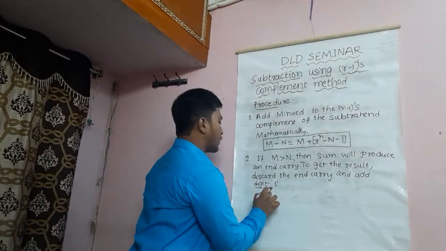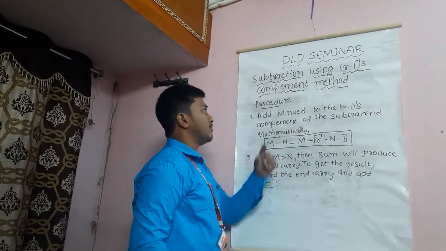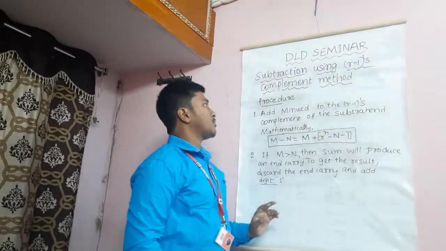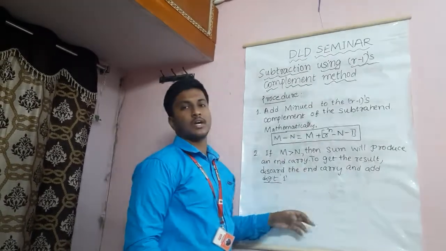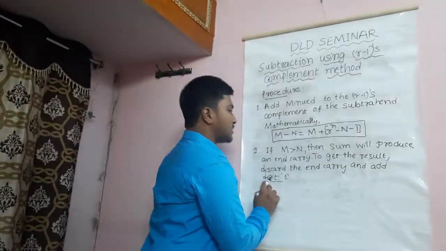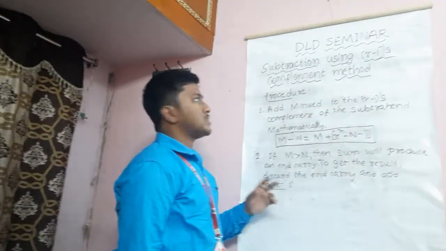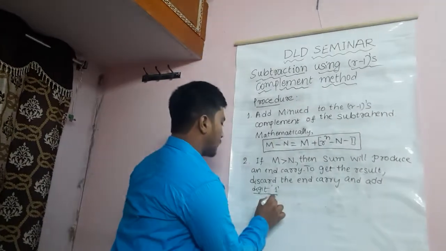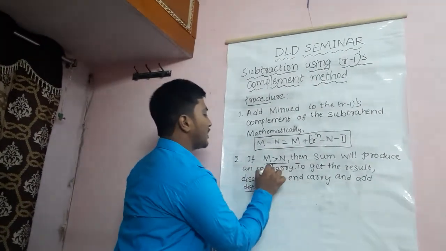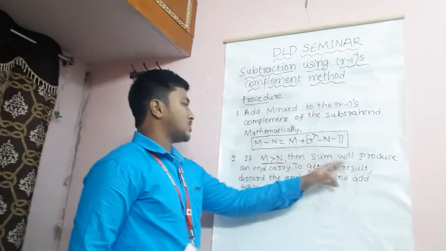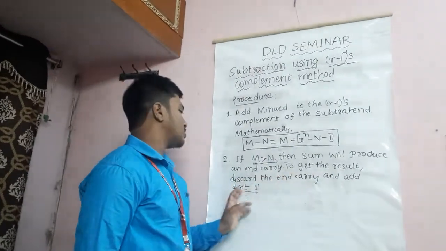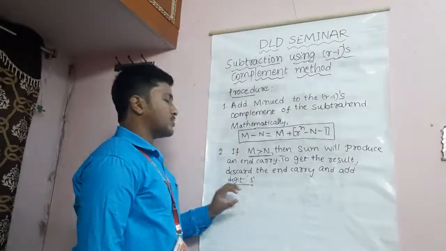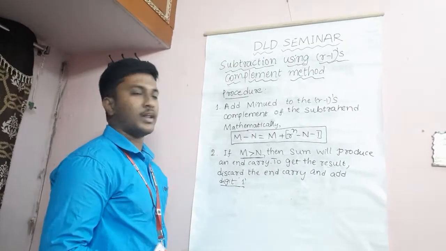So we are adding the digit 1 because we are using this based on r-1's complement. Suppose if we perform the same subtraction using r's complement, then it is not necessary to add the digit 1. As we are using r-1's, we should add the digit 1. This is when capital M is greater than capital N, so the sum will produce an end carry. So we should discard the end carry and add plus 1 to the sum. That will become the final answer.